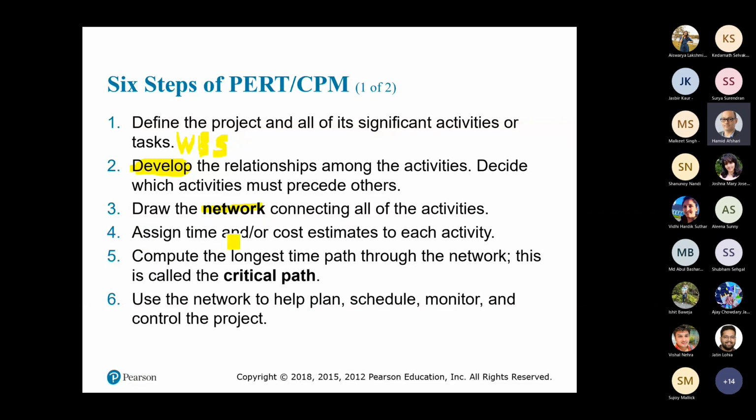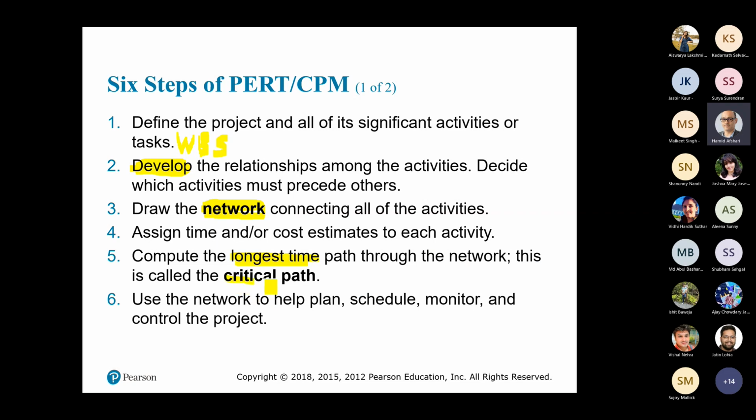Number four, assign time and cost estimates to each activity. So you have to write down on that diagram or on that network how much time it would take to finish a job and how much the cost of that is. So this way, by just one look at the project, at the network, you will see how the work is going on. Step number five, compute the longest time path through the network. This is called the critical path.